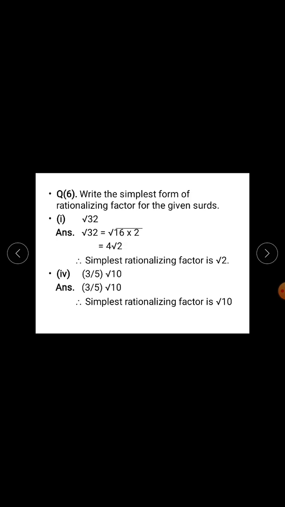Students, surds like root 2, root 3, root 5, root 6, root 7, root 10 are in the simplest form. Therefore, the simplest rationalizing factor is root 10.